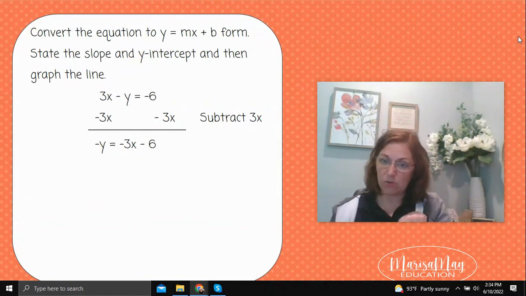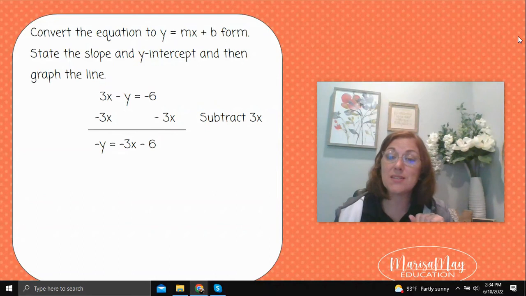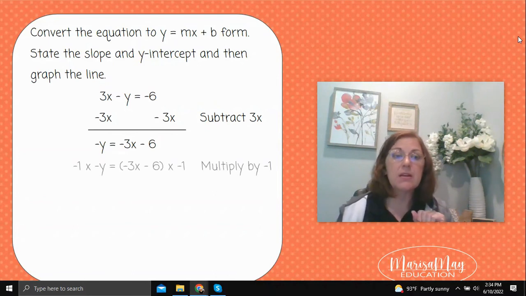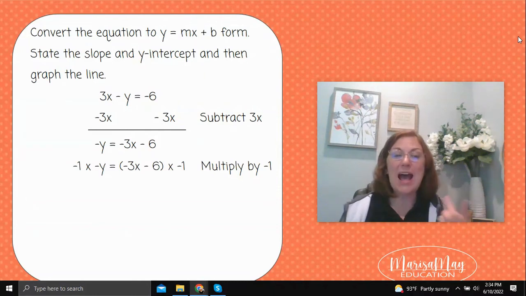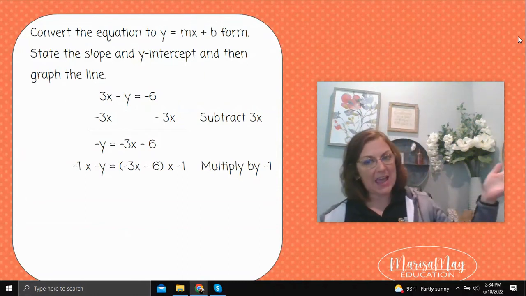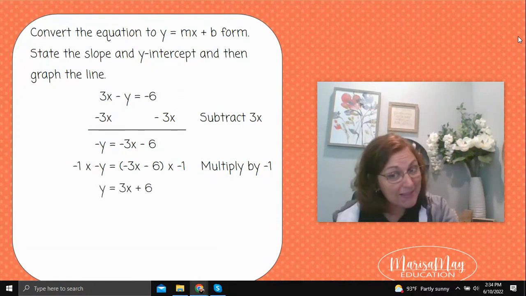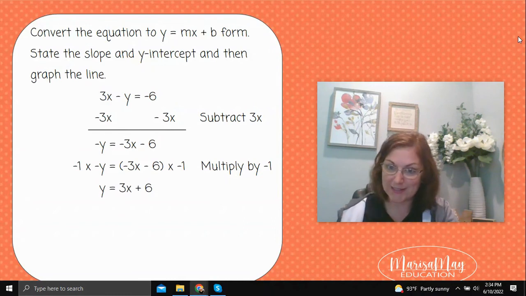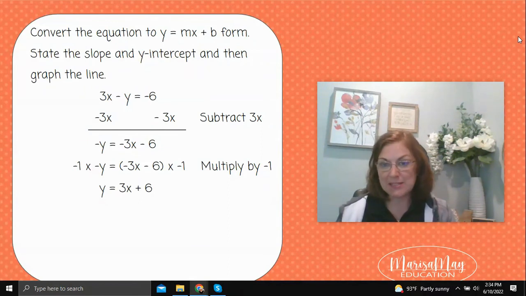All right, one more step then. I need y equals, and I have negative y equals. So I've got to get rid of that negative 1, and the way I do that is to divide by negative 1, or multiply by negative 1. So what I did is I chose to multiply everything in the equation by negative 1. And that's going to give me y equals positive 3x plus 6. Now I have this in my y equals mx plus b form.